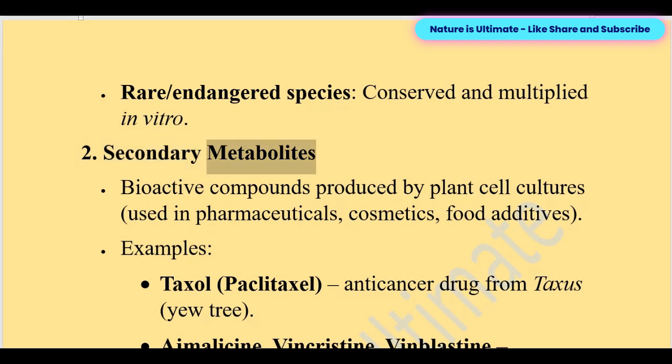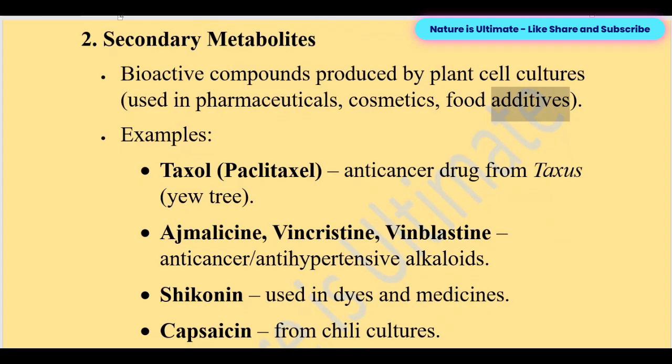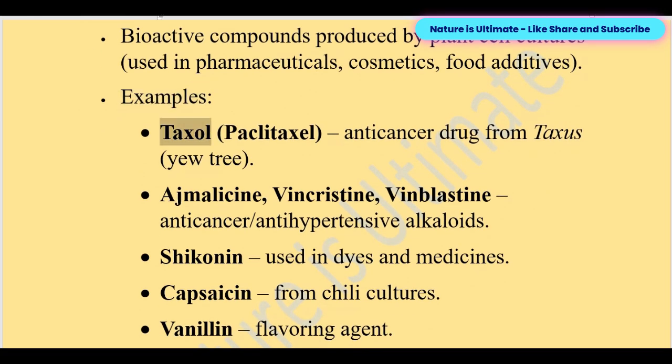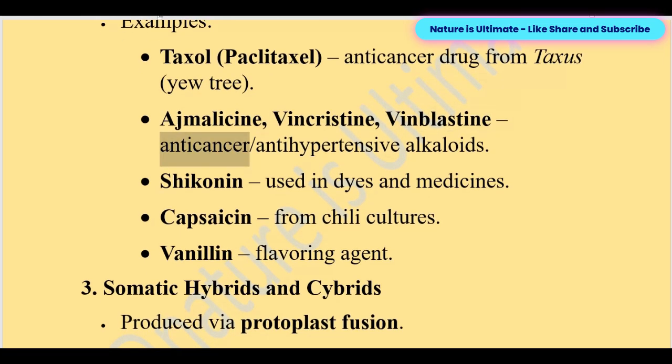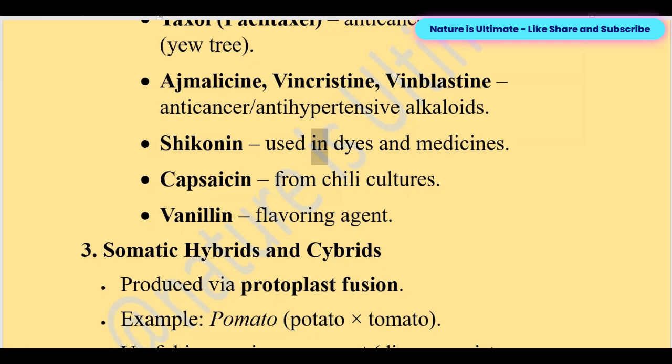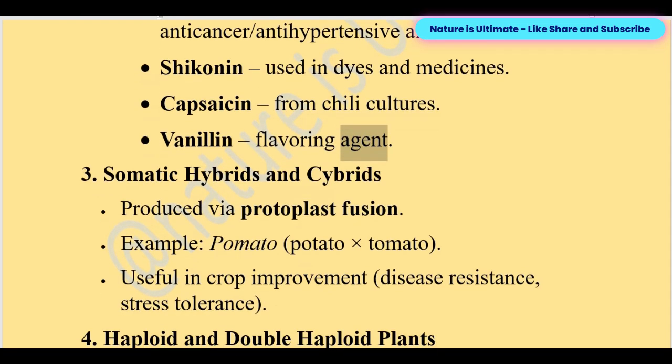Two, secondary metabolites. Bioactive compounds produced by plant cell cultures, used in pharmaceuticals, cosmetics, food additives. Examples. Taxol, paclitaxel, anti-cancer drug from Taxus, the yew tree. Ajmalicin, vincristine, vinblastine, anti-cancer/anti-hypertensive alkaloids. Shikonin, used in dyes and medicines. Capsaicin, from chili cultures. Vanillin, flavoring agent.